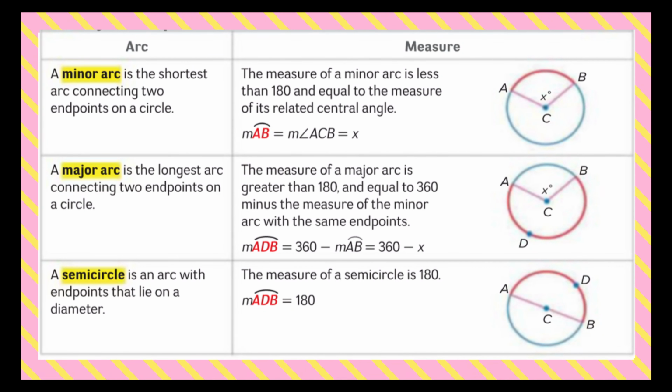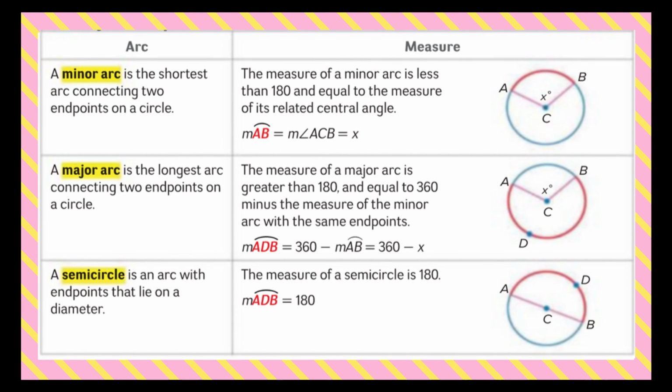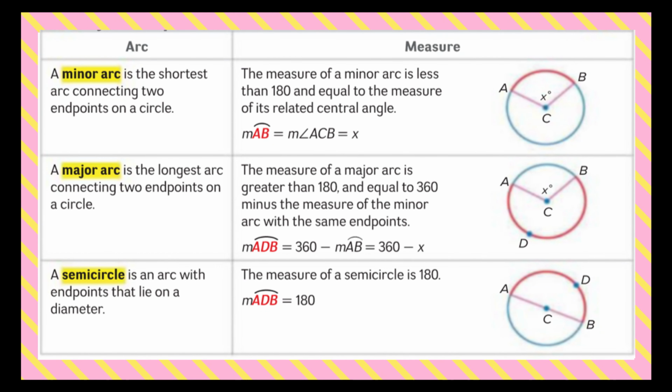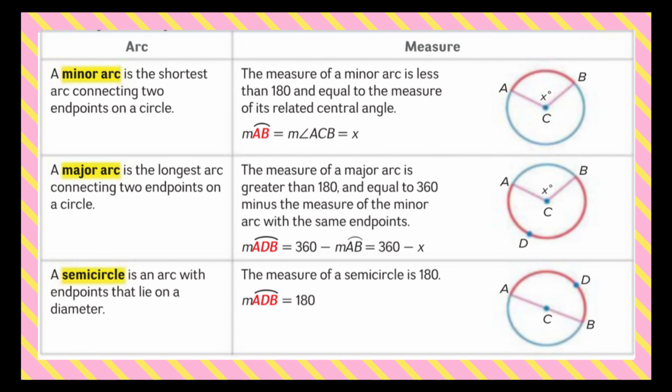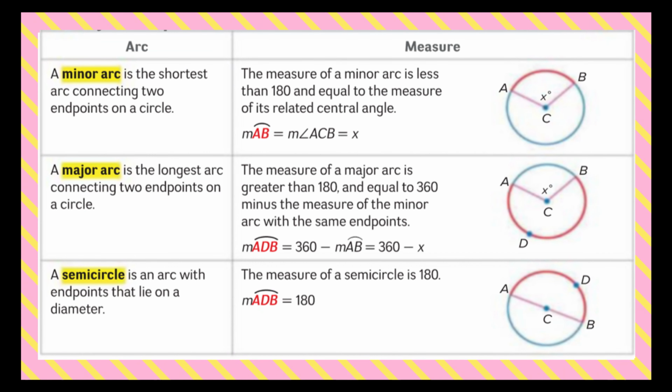The measure of a major arc is greater than 180 degrees and equal to 360 degrees minus the measure of the minor arc with the same endpoints. In the figure, measure of arc ADB is equal to 360 degrees minus the measure of arc AB. That is equal to 360 degrees minus x. The measure of a semicircle is 180 degrees. In the figure, measure of arc ADB is equal to 180 degrees.